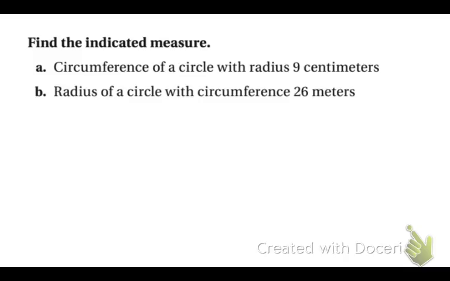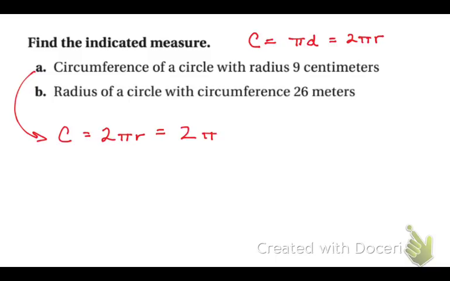Okay. So let's do a little bit of practice. Remember, our circumference is equal either to pi d or 2 pi r, whichever one works. So the circumference of a circle with a radius of 9 centimeters, obviously it'd be easiest to use the second version, 2 pi r, which is equal to 2 pi times 9. So that'd be 18 pi.